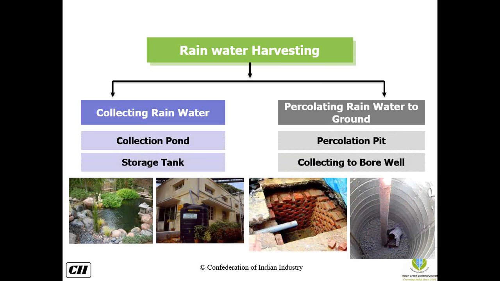Suppose the school campus doesn't have huge areas for a collection pond, as you can see on the left-hand side, then you can definitely go for percolation pits, which will also increase the water table in your site. Because nowadays we are seeing that bores are getting dried and we are getting tankers to use water. But if we do rainwater harvesting, when rains come, the water can percolate to your ground and increase the water table in your site, so that you can reuse it when water is required.